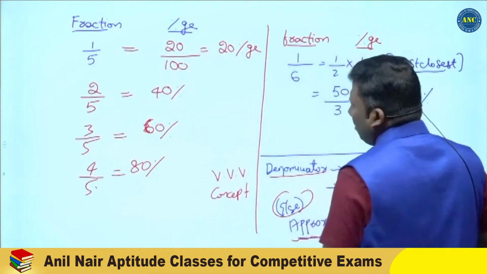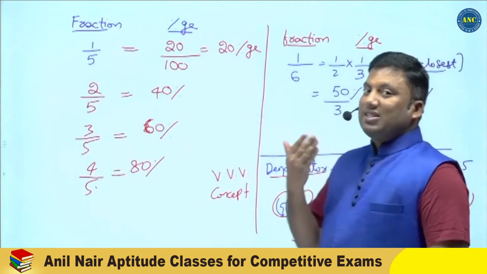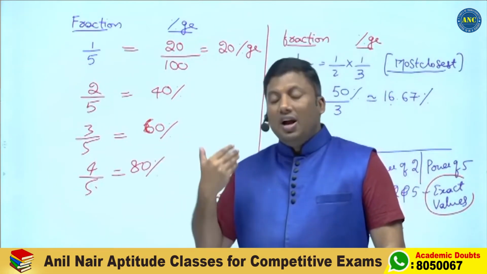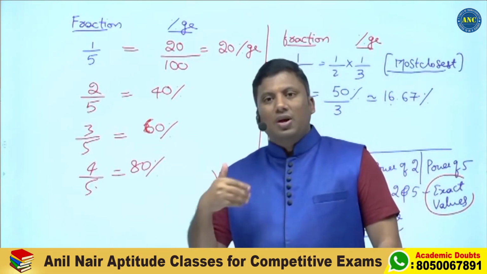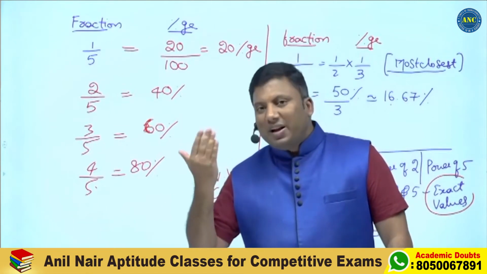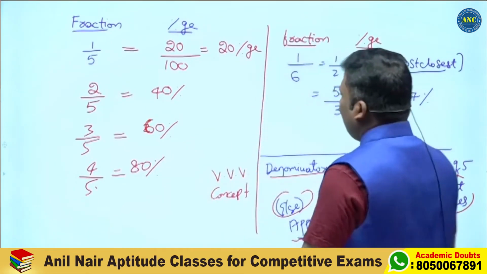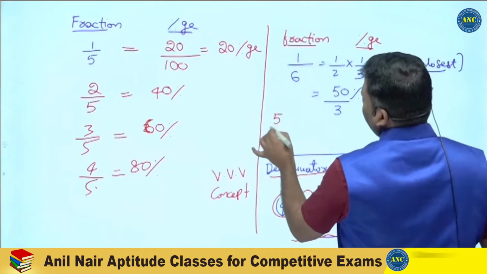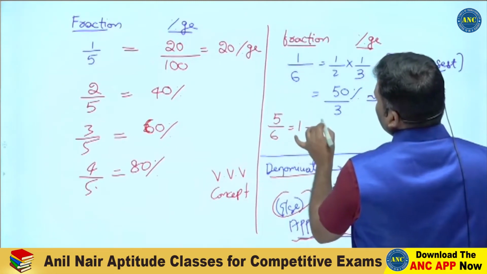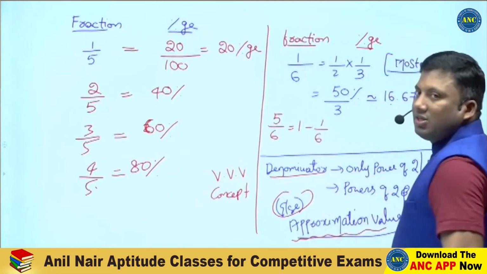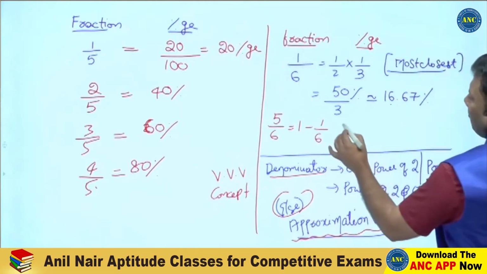What is the next value? 2 by 6. 2 by 6 is 1 by 3. Already we did. 3 by 6 is 1 by 2, which we already did. 4 by 6 is 2 by 3. Already we did it. 5 by 6. 5 by 6 can be written as 1 minus 1 by 6.